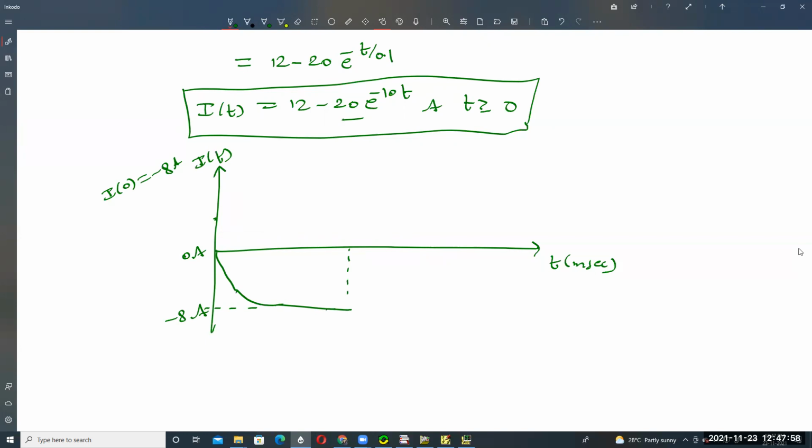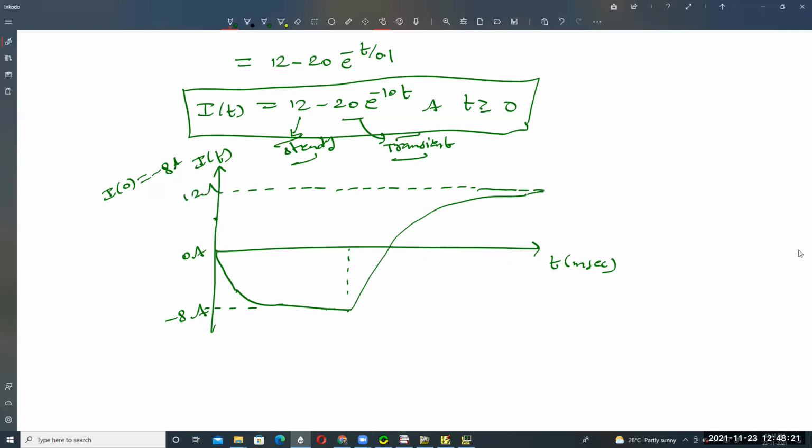Finally, this is called the transient response, and this is called the steady state response. It finally settles at 12 amps current. It exponentially changes like this, and this is 12 amps. So we get this type of response.